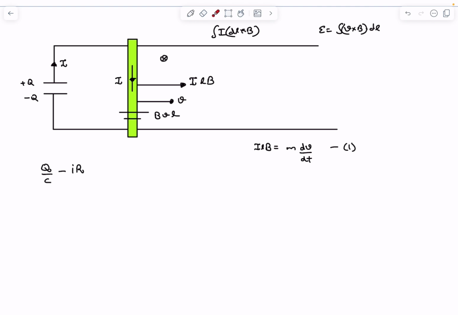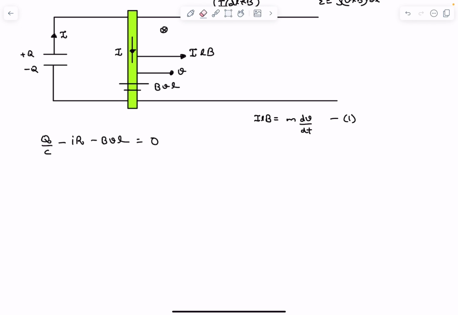Now as we are writing KVL in the clockwise sense, there is a potential drop of BVL. So we have to write minus BVL, and it would be equal to 0. Okay, so we can send IR and BVL to the other side. Let's say this is equation number 2. These are the two equations that we have at hand.